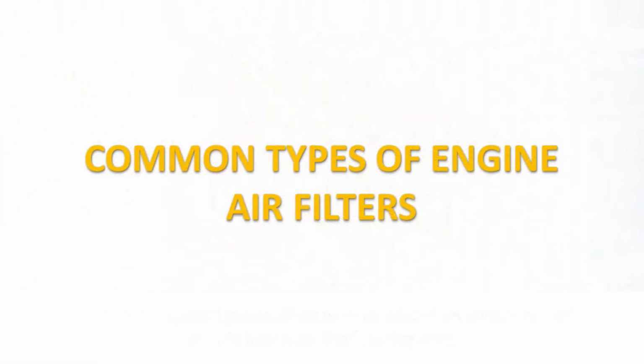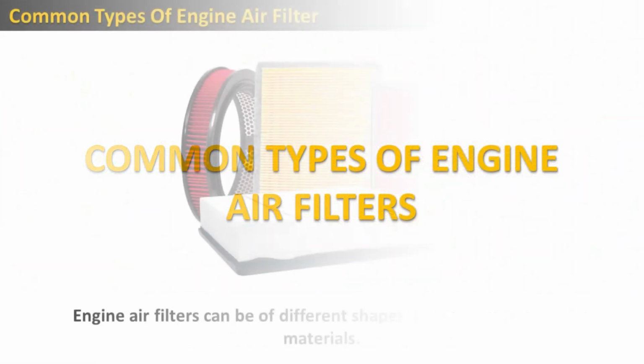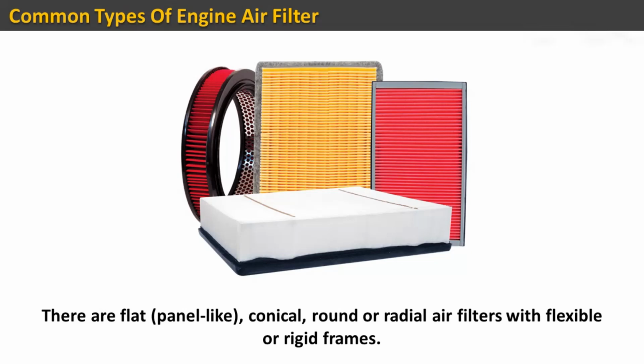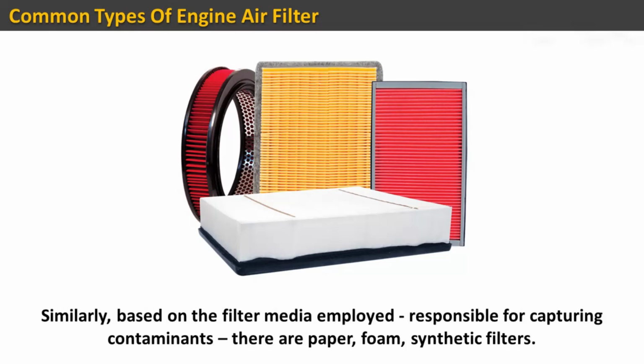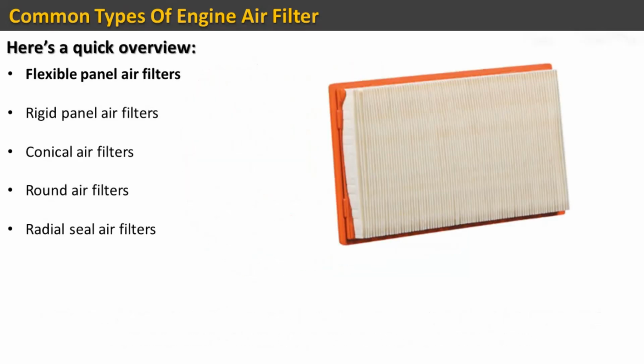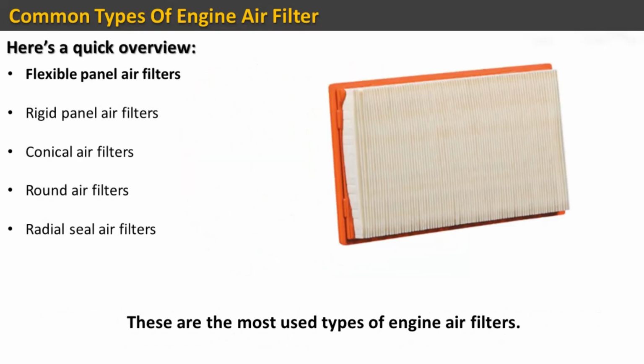Common types of engine air filter. Engine air filters can be of different shapes and made of different materials. There are flat, conical, round, or radial air filters with flexible or rigid frames. Similarly, based on the filter media employed, responsible for capturing contaminants, there are paper, foam, and synthetic filters. Here's a quick overview. Flexible panel air filters. These are the most used types of engine air filters.